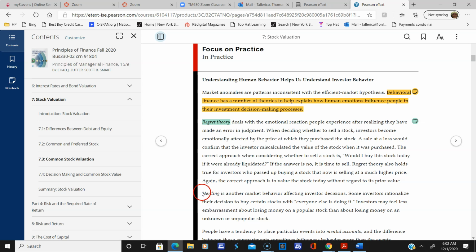Okay, the next term is herding, like herds of cattle. Let's highlight herd. Herding is another market behavior affecting investor decisions. Some investors rationalize their decision to buy certain stocks because everyone else is doing it. And you see this a lot. Investors may feel less embarrassment about losing money on a popular stock than about losing money on an unknown or unpopular stock. So there are a lot of terms.